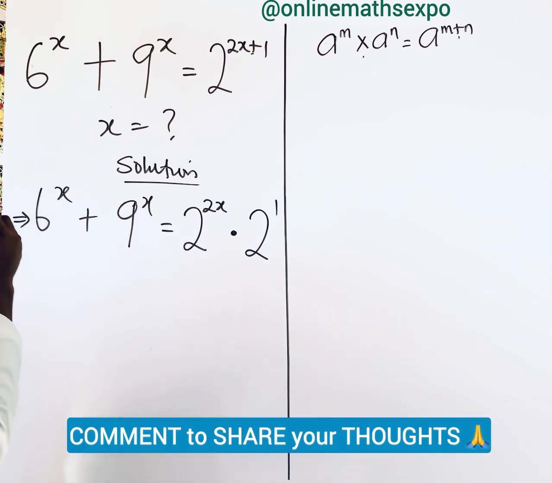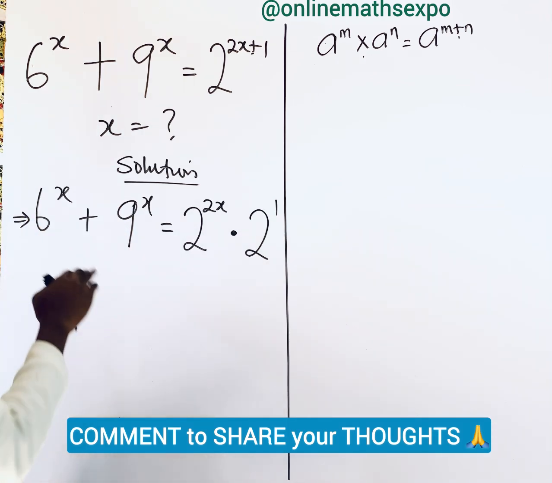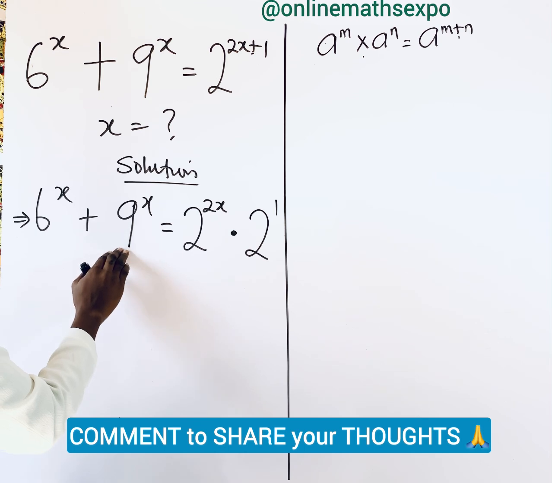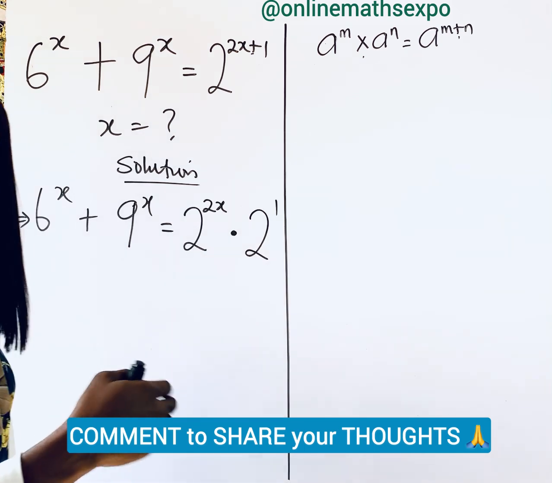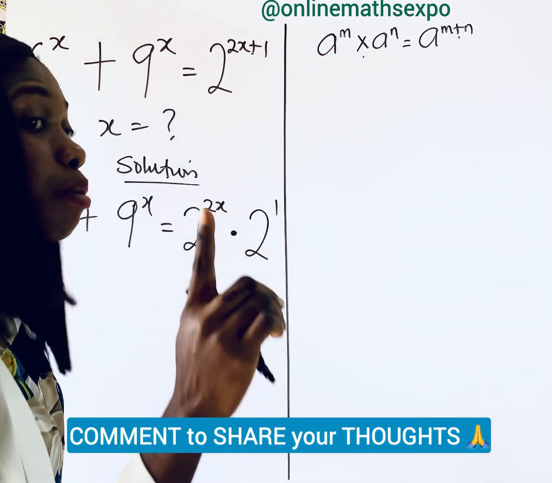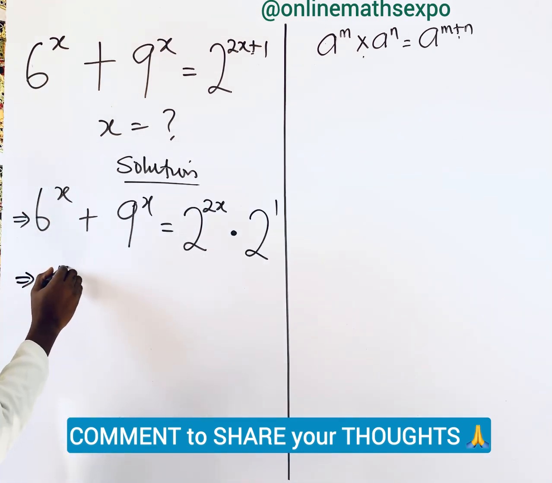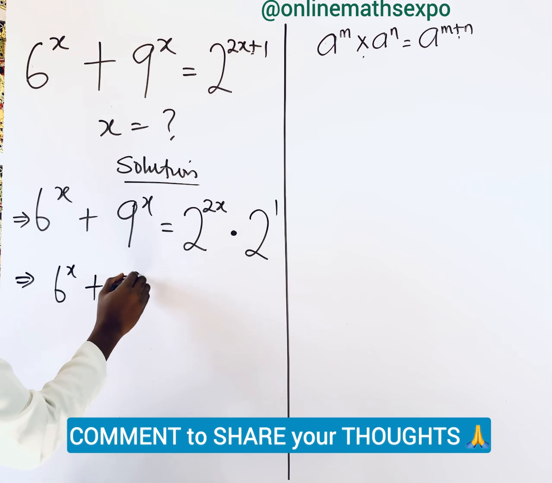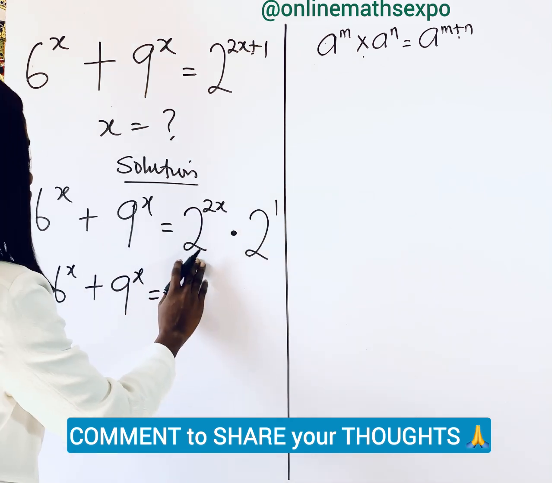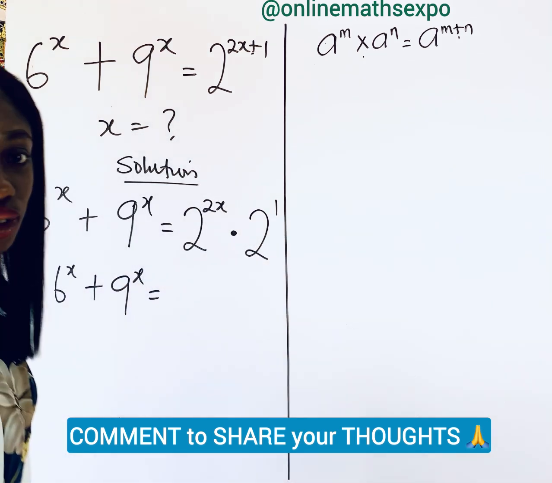Know that at this point, you can choose to divide with each of these terms, okay? Whichever one you use, you are going to get the same result. But before we do that, let's simplify this further. And we are going to have 6 to the power of x plus 9 to the power of x is equal to. Now, for this, what do you think you should do there?